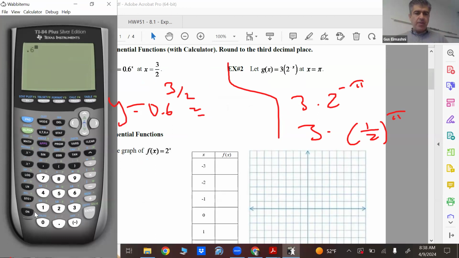0.6 raised to the 1.5 power. Yeah, I mean, whatever, right? I mean, that's just pretty easy stuff. 0.465. And next one, 3 times 0.5 raised to the pi power. 0.340, we'll say.